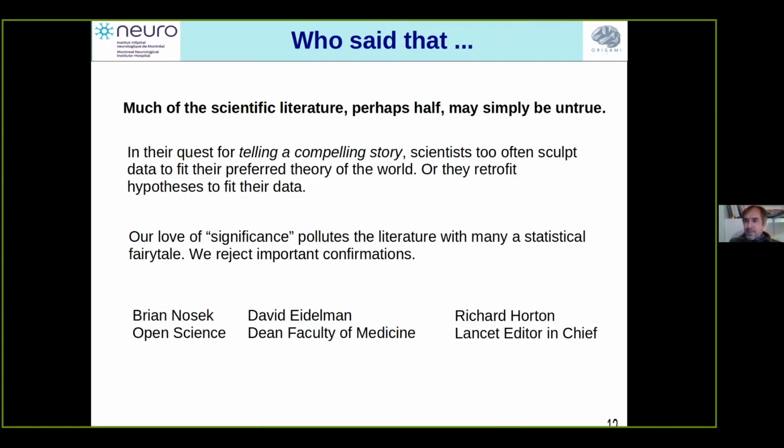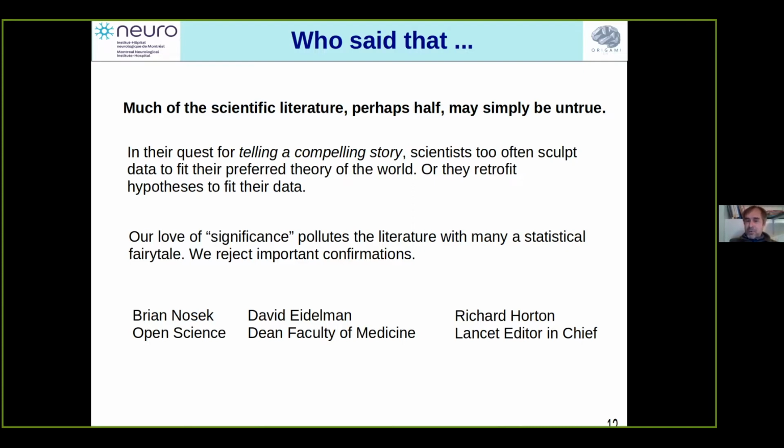One last thing which I thought was really interesting is an extremely interesting editorial where the quote is that most of the scientific literature perhaps may simply be untrue, and in their quest for telling a compelling story, scientists too often sculpt data to fit their preferred theory of the world, or they retrofit hypotheses to fit their data, which is HARKing. And our love for significance pollutes the literature with many statistical fairy tales.